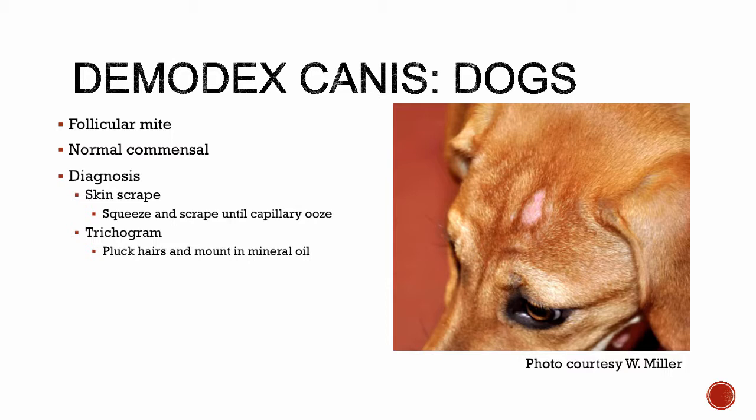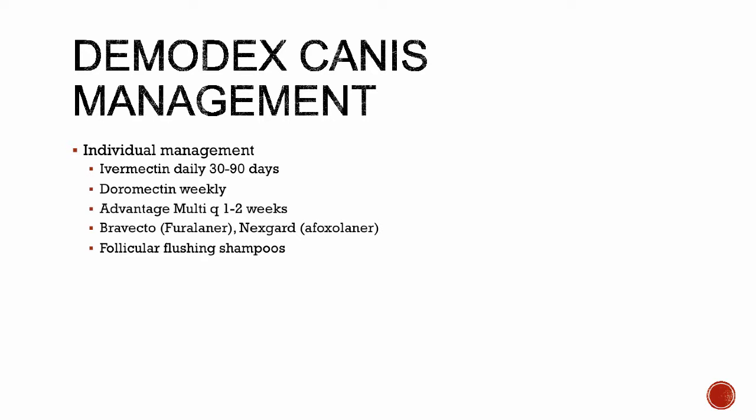How are we going to manage it? Is Demodex canis, is Demodex in dogs contagious? No, not generally. Good. So for individual management, there's a variety of treatments you can use. You can use ivermectin. That tends to need to be daily in that dog, so you're going to have to think about how that happens. It generally takes, again, how long was it developing? A month. 30 to 90 days to clear these cases up.